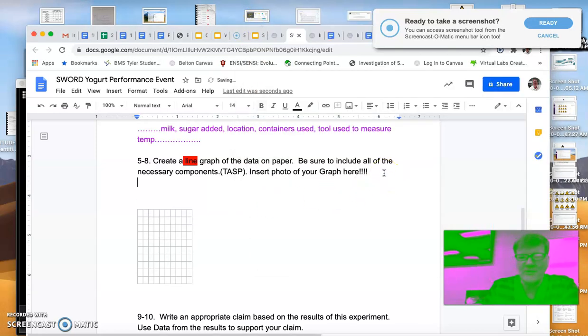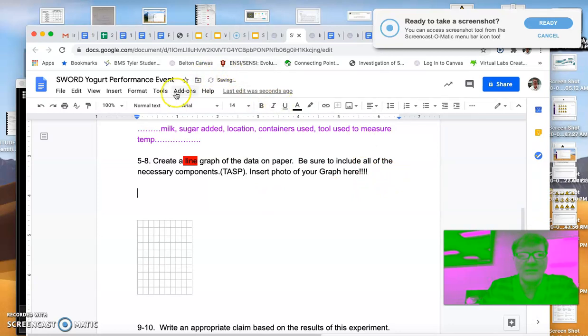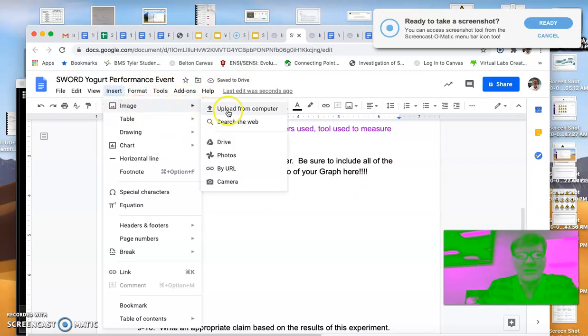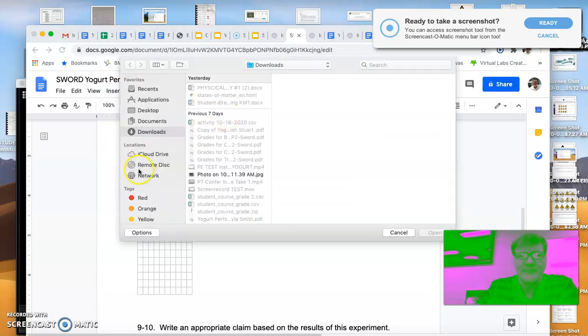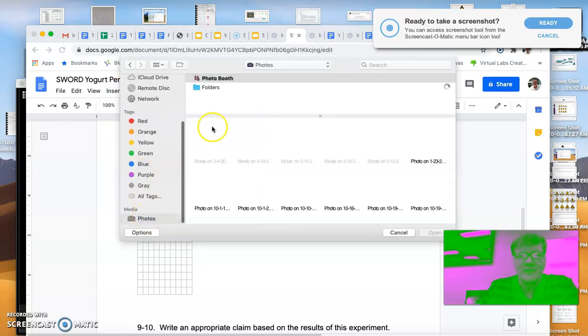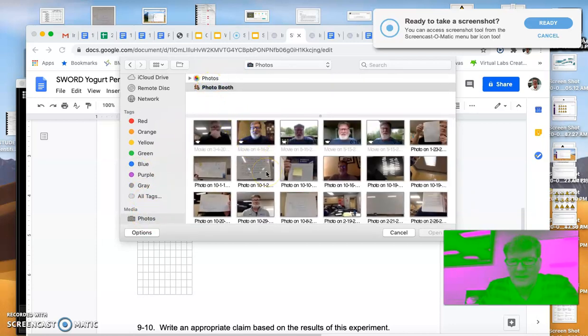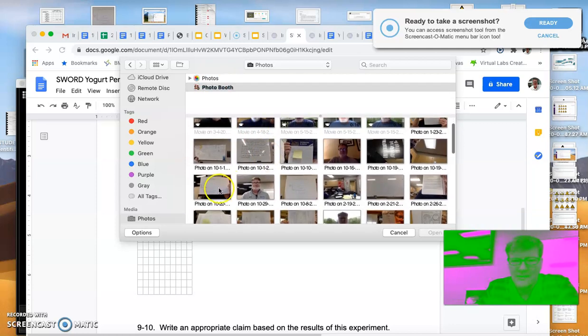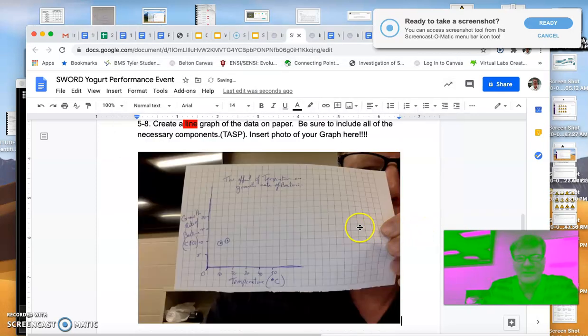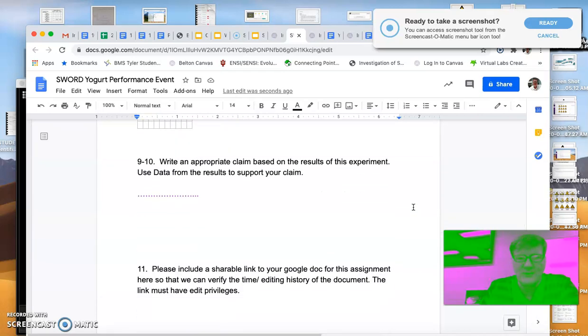To insert it, I'm going to put my cursor there. I'm going to space down a little bit. I'm going to go to Insert, Image, Upload from Computer. I'm going to go down here to my photos, my photo booth. I'm going to find that graph. There it is. And notice I'm going to check to be sure that I can actually read the text in the picture and see the points that are plotted, your line that's drawn. Make sure you can see all of that before you go on. If I can't see it, I can't assign you points for it.